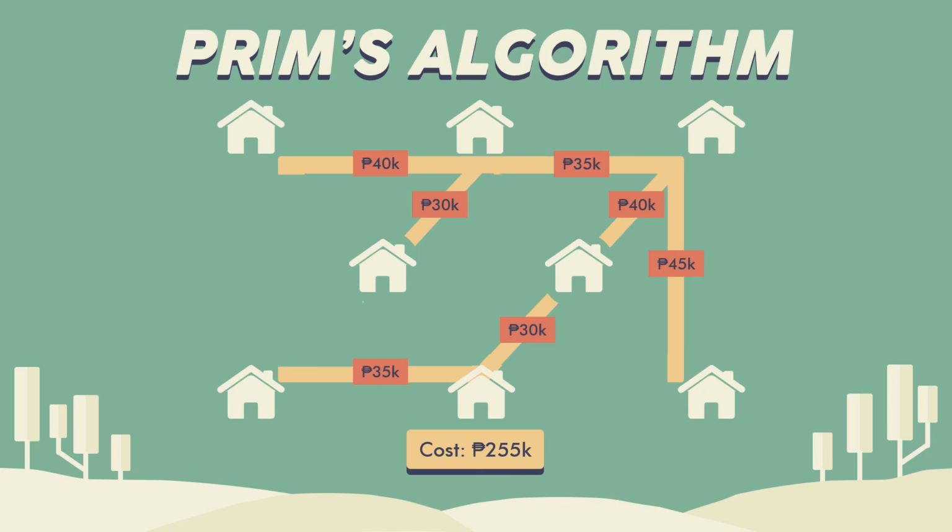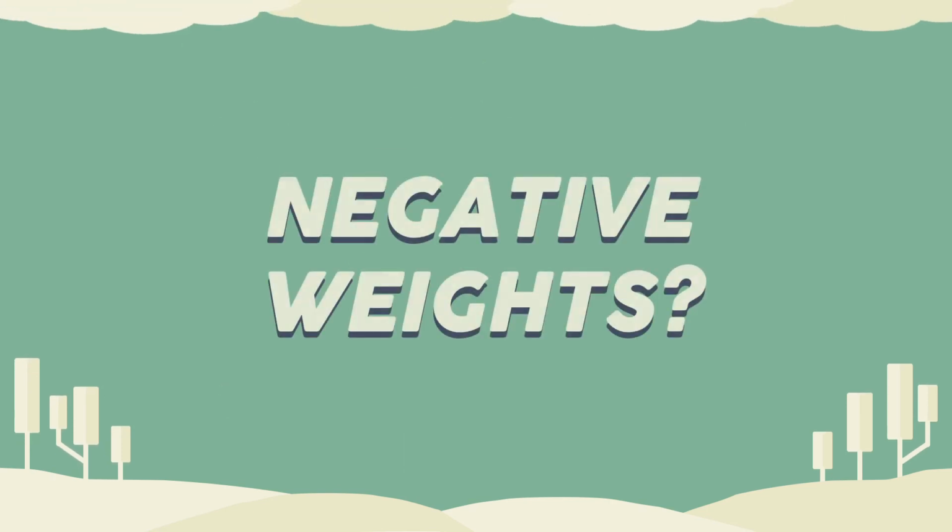With your skills, you were able to construct a road network in the subdivision which saves a lot of money but still satisfies all the residents. Congratulations and a job well done indeed! Here's something to ponder on. Can Kruskal's and Prim's algorithm be used to find the MST of a graph with negative edge weights? Let us know in the comment section below.